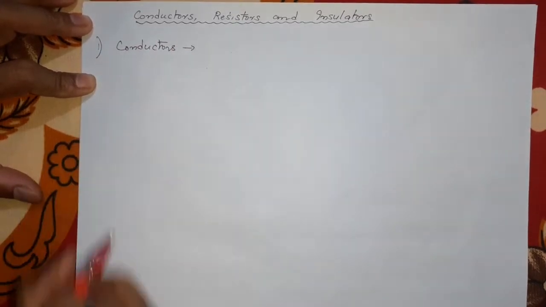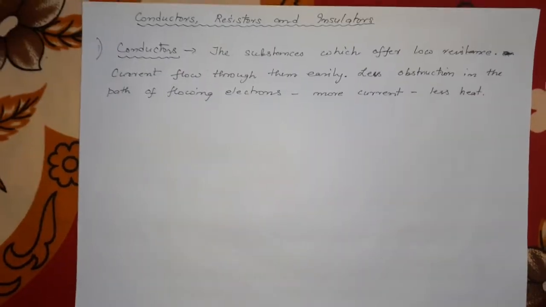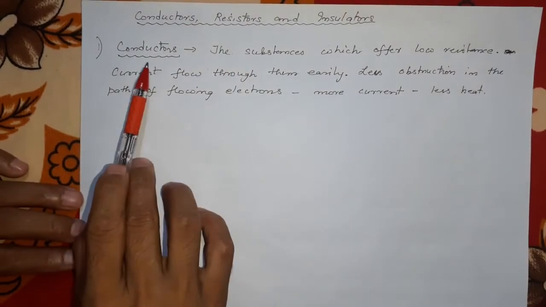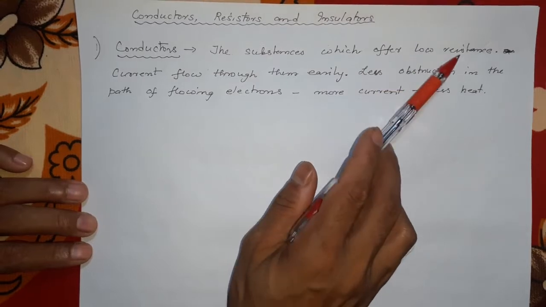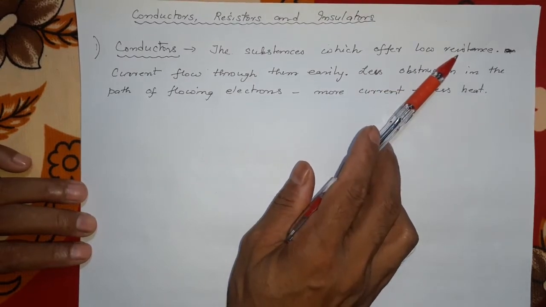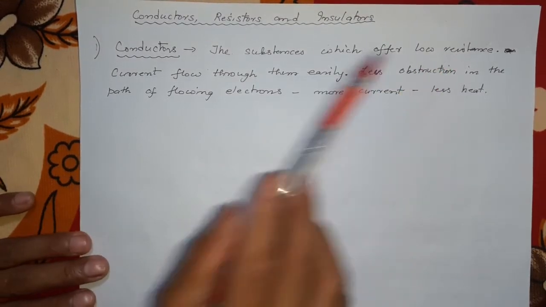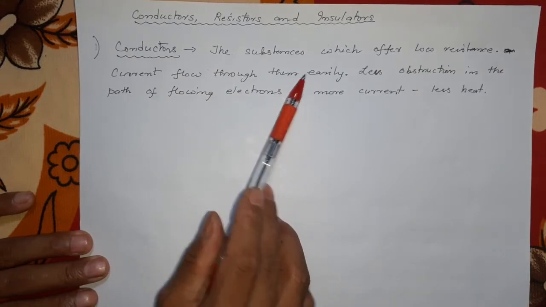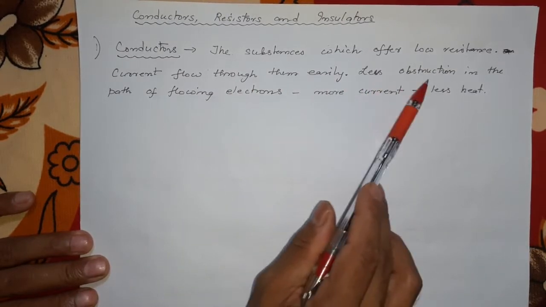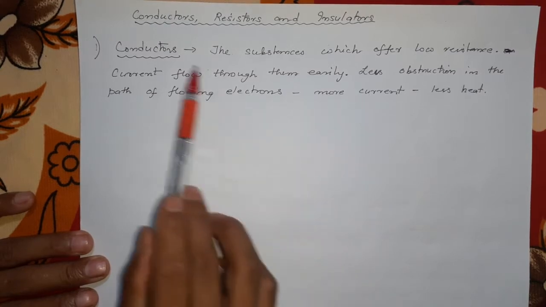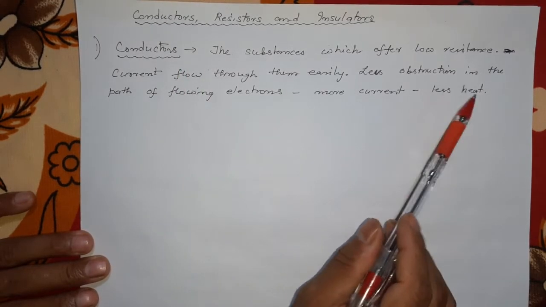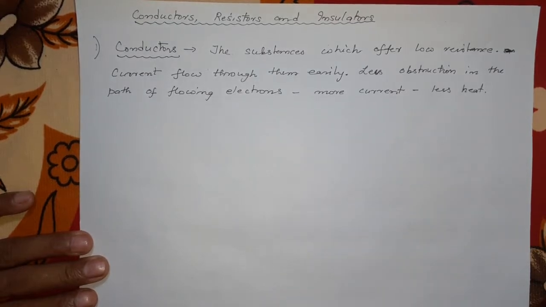What are conductors? Let us see. Let us understand. This type of substance, conductors, offers very low resistance. They will not oppose the current. Current flows through them easily, with less obstruction and less disturbance in the path of the flowing electrons. So more current passes through them and there is less heat. In a conductor, almost no heat is generated when the current is flowing through it.